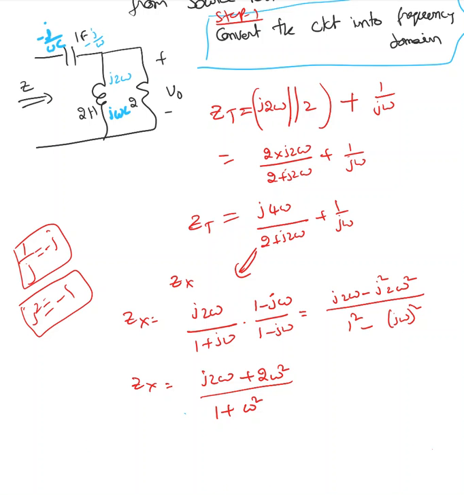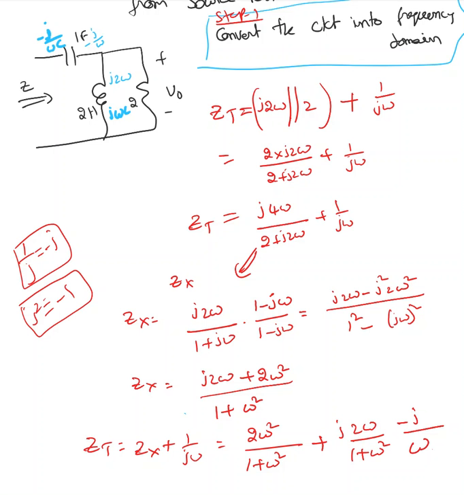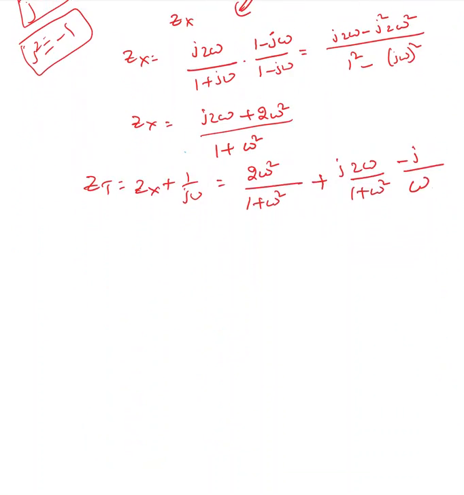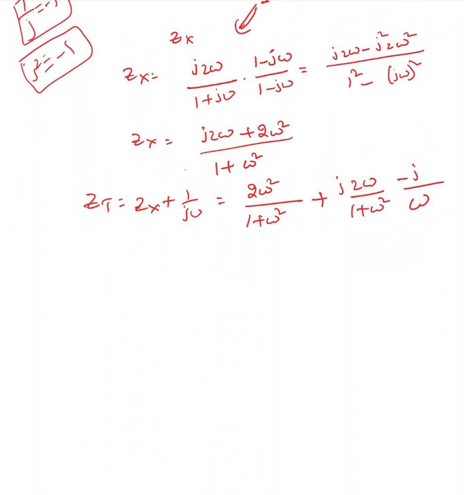So now my Z total is nothing but Zx plus 1 over j omega. I'm going to write this as 2 omega square over 1 plus omega square, plus j2 omega over 1 plus omega square, plus 1 over j omega, which I'm going to put as minus j over omega. I'm taking the j to the numerator. So that's my Z total. Once I have the Z total, what I need to do is make the imaginary part equal to 0. In this case, the imaginary part is right here.